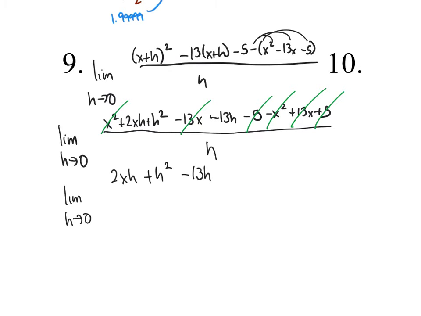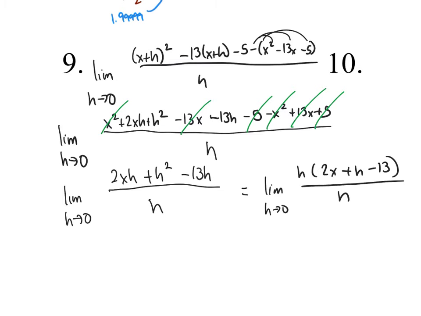But the good news is these all have an h over h. So I can factor out an h from the top. Limit as h goes to 0. So we have h times (2x plus h minus 13) over h. And so then these will cancel. So now if I plug the 0 in for h, it's going to go away, but I'm still left with the other two terms. So my answer is 2x minus 13. So always take a look at that when you see those.